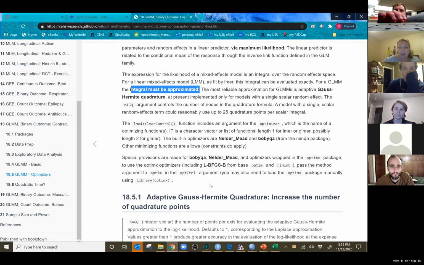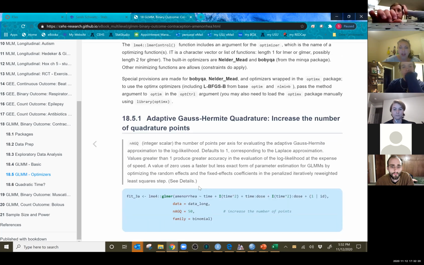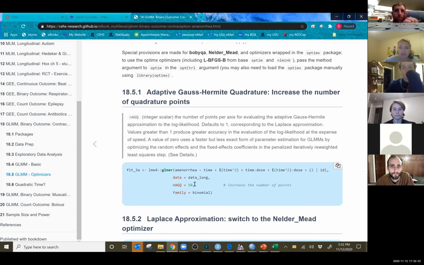So we have different optimizers. In lme4, if we were doing lmerControl before, now we're going to use glmerControl. So here's one way that you can change the optimizer, is change the number of cycles. So the default is less than 50. So you can change this number to like 100, 150. It will take longer for it to run, but it's more likely to converge if you increase the number of cycles that it does before it calls it quits.